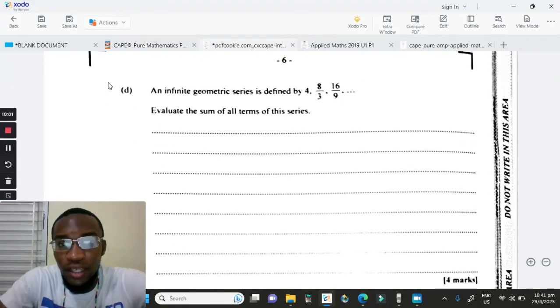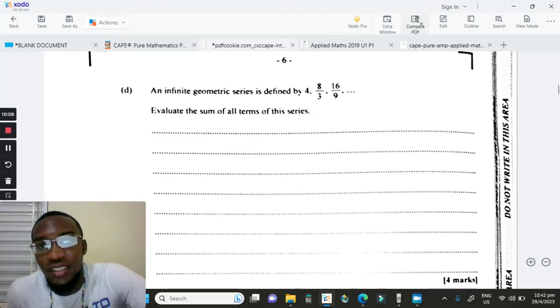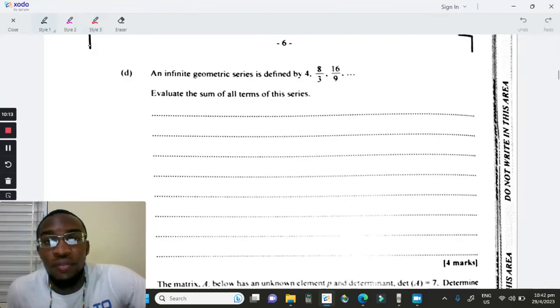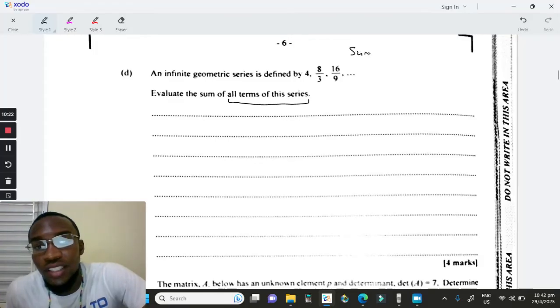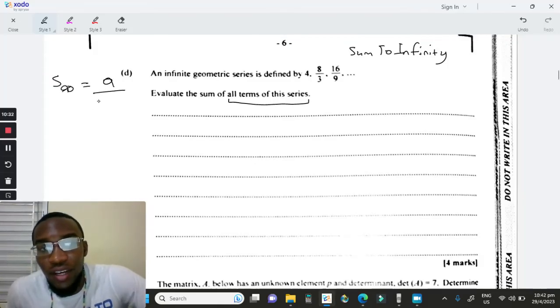Nice. Part D. It says an infinite geometric series is defined by 4, 8 over 3, 16 over 9. Evaluate the sum of all the terms of this series. In other words, they're asking you to find sum to infinity. Anytime you're asked to find sum of all terms, they're asking you to find sum to infinity. Now, sum to infinity is given by a simple formula that you need to remember. It's the first term divided by 1 minus the common ratio.